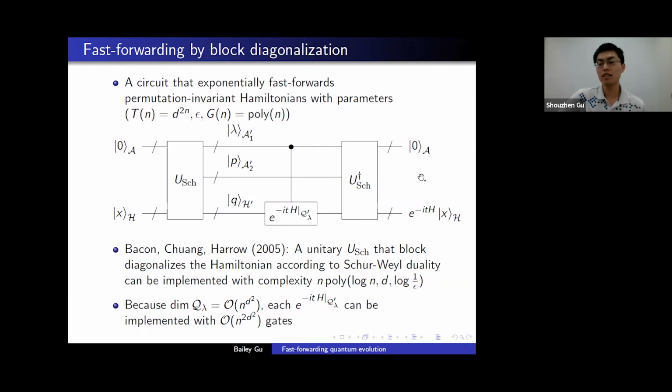So this means that the entire circuit has complexity that is polynomial in n, but we can let t be exponential. So this allows for exponential fast forwarding. Now, the entire Hilbert space has an exponential dimension, but the point is that when we go to the Schur basis, most of those degrees of freedom have gone into the symmetric group representation. And the fact that H is permutation invariant means that we don't touch this register. So the only parts that do matter only have polynomial dimension, which is where we obtain the savings here, because each block is polynomially sized.